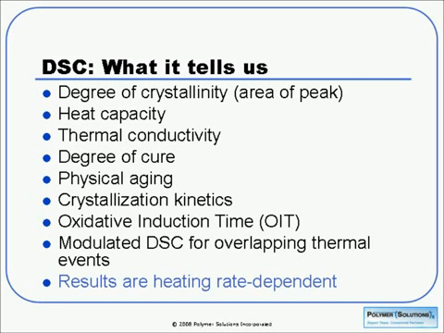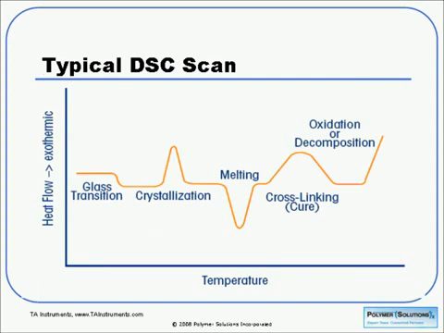We can measure how much a cured sample has cured. We can determine physical aging, look at the rates at which crystallization occurs. We can measure oxidative induction time, which is related to oxidative stability of the sample. A newer technique is modulated DSC, which allows us to separate out overlapping thermal events.